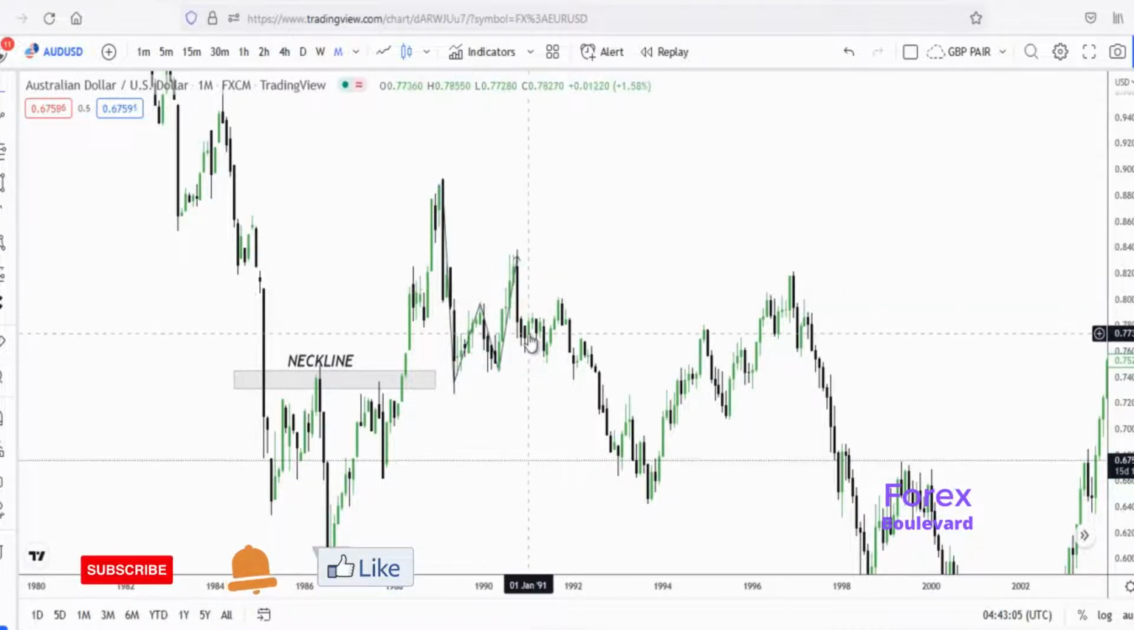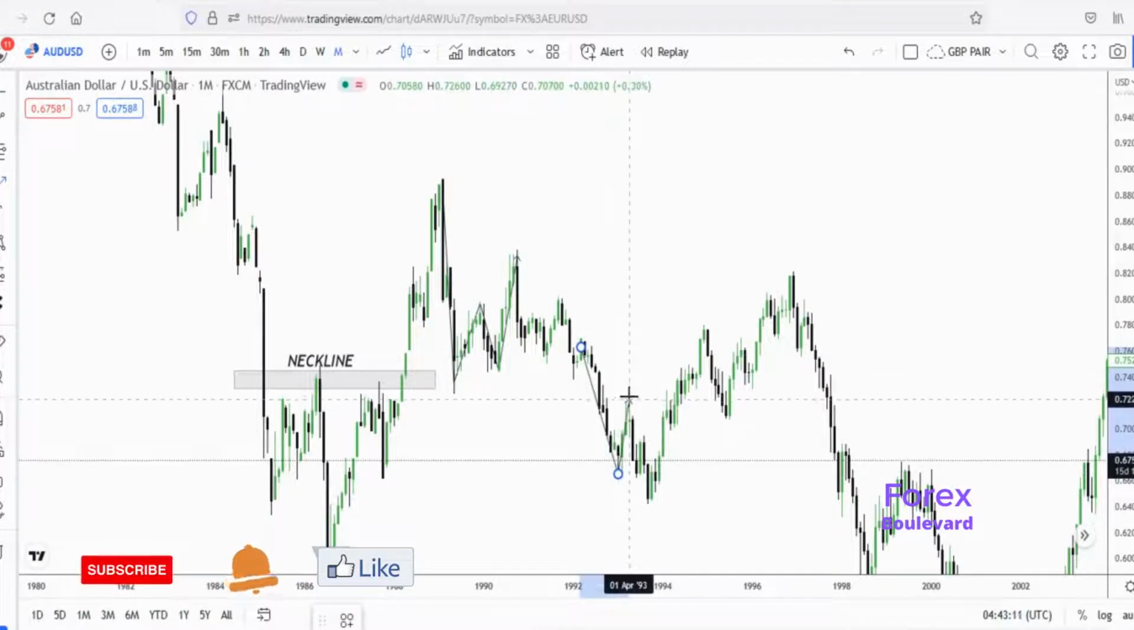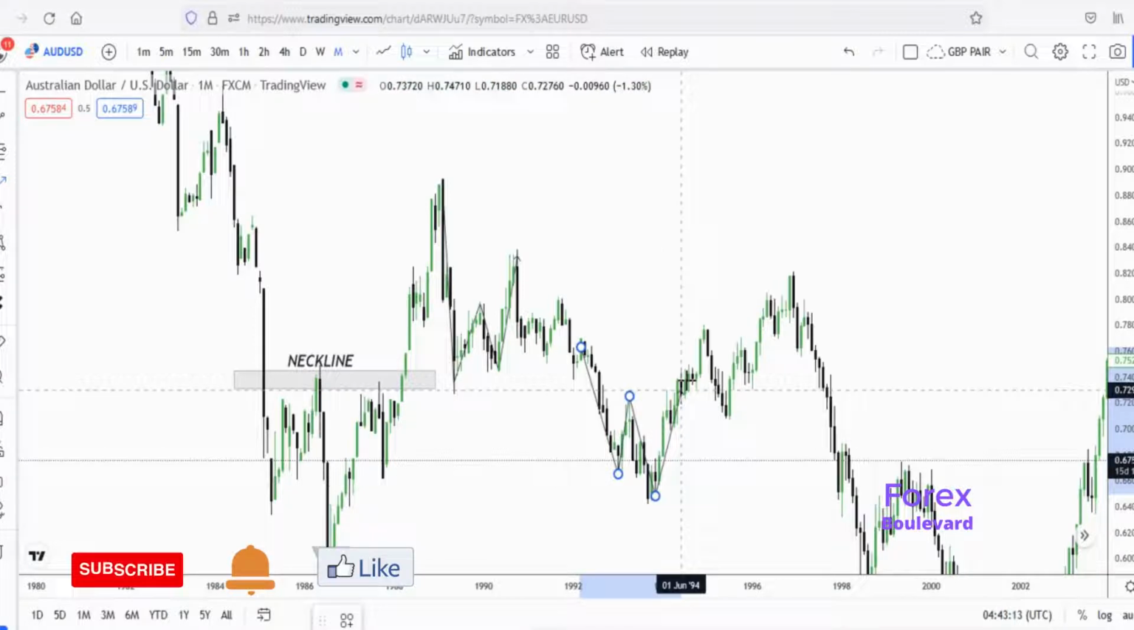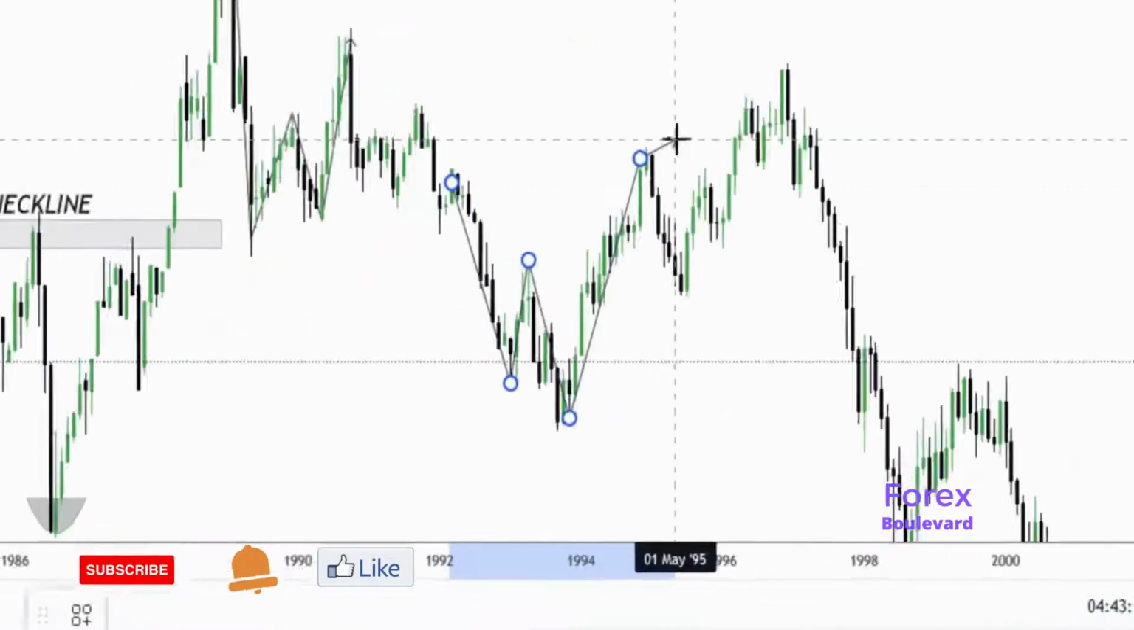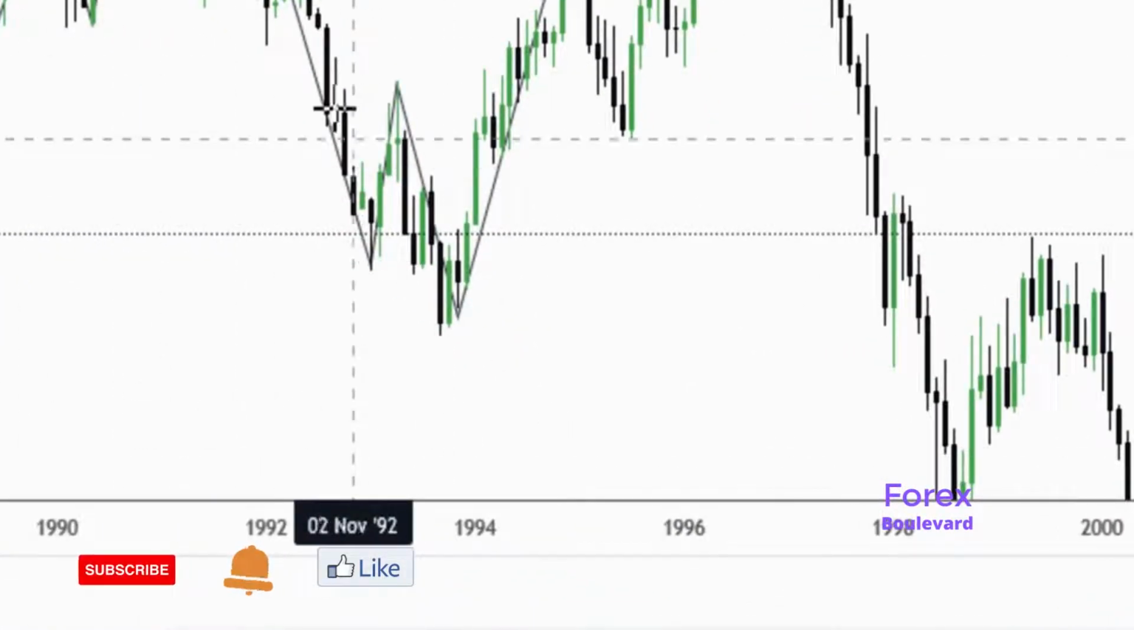Okay, so then let's see, we have another one here. Guys, you have to shine your eyes to identify these things. And then the market had a break here. Then you have a neckline here.